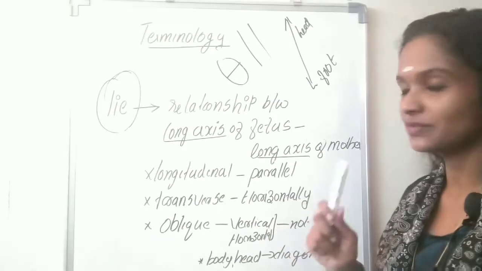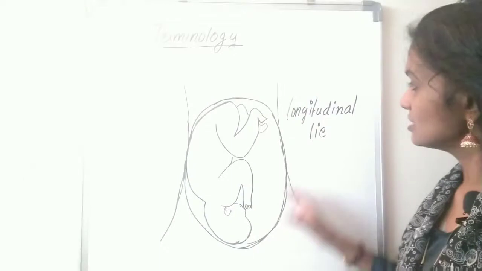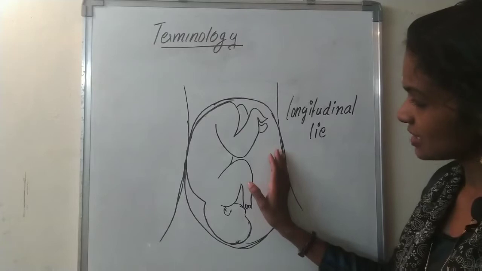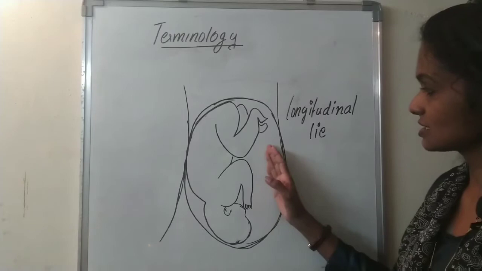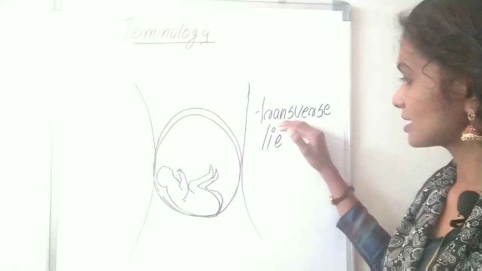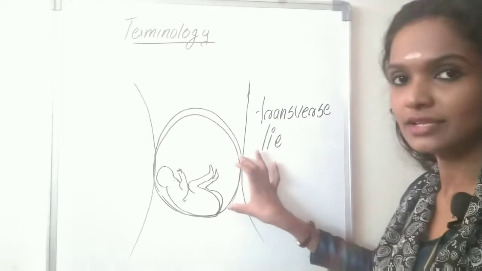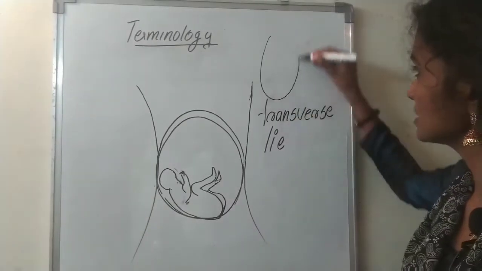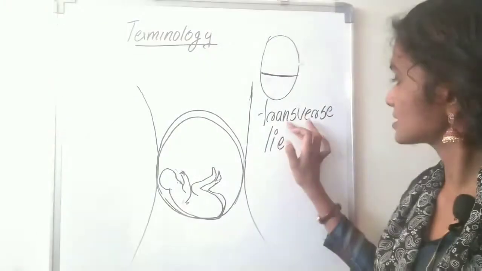And I will draw the picture, so you will get an idea of what is longitudinal and transverse. So this is the picture for longitudinal lie. You can see the baby lies parallel to the spine of the mother. So this lie is known as longitudinal lie. Here is the picture for transverse lie. You can see this is the uterus and the baby lies horizontally rather than vertically. This lie is known as transverse lie.